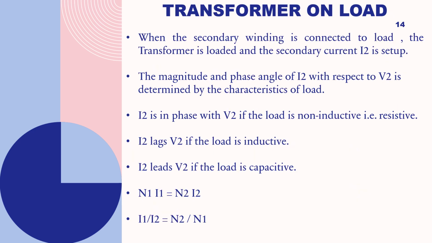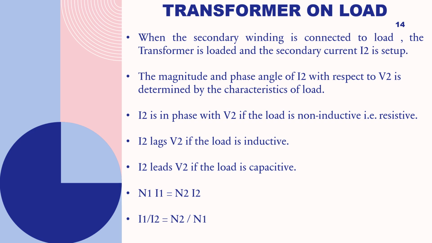Now, transformer on load. When the secondary winding is connected to the load, the transformer is loaded and the secondary current I2 is set up. The magnitude and phase angle of I2 with respect to V2 is determined by the characteristic of the load. I2 is in phase with V2 if the load is non-inductive, that is resistive. I2 lags V2 if the load is inductive. I2 leads V2 if the load is capacitive.